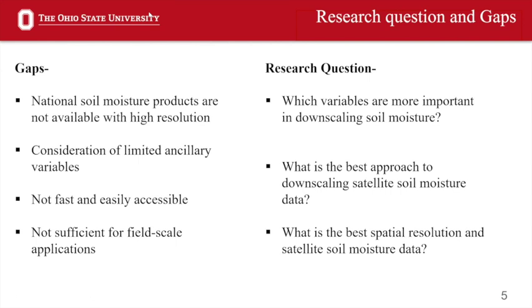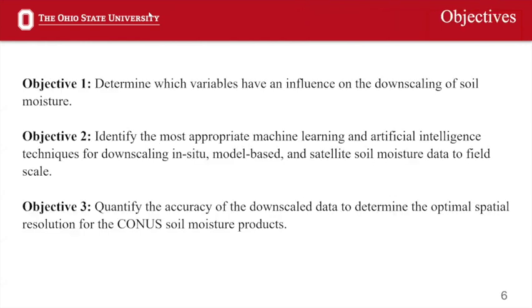We will apply different machine learning methods, then we will try to detect which is the best model and what would be the best spatial resolution. Because when we downscale the soil moisture products into multiple resolutions, we will try to identify which resolution is best: 2 kilometer, or 1 kilometer, or it could be 400 meter.